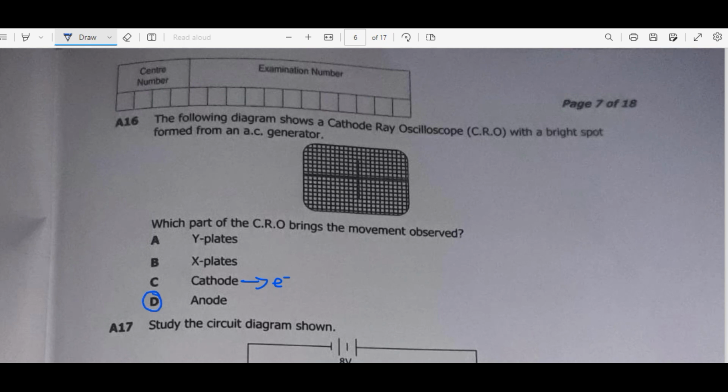Since the anode has a positive charge, electrons have the negative charge. So because of this, the electrons will be attracted. Because of that attraction, the electrons will move at a faster speed and be observed on the fluorescent screen. Since the whole thing is about the movement.